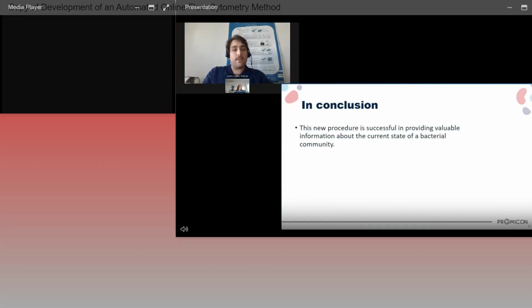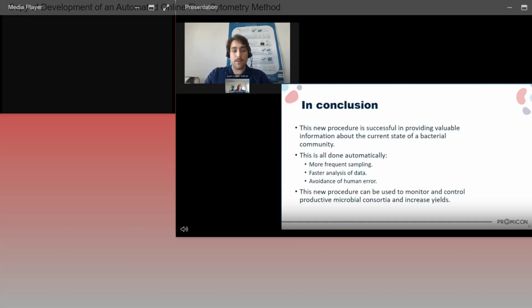With this, I come to the conclusion that this new procedure was successful in providing valuable information about the current state of any bacterial community. This is all done automatically without the need of an operator. This gives us more frequent sampling. With this procedure, we can have a new sample measured every 45 minutes. With the inclusion of the automatic evaluation tool, we have a faster analysis of data, and of course, because it's all done without an operator, we avoid human error.